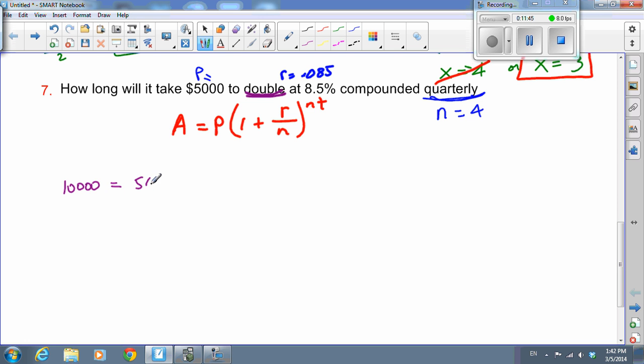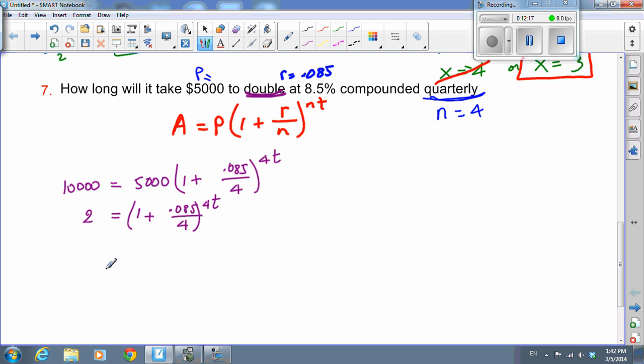which should be equal to 5,000 times (1 plus the rate, here 0.085, over n, here 4) to the power of nt, meaning 4 times the time. The first thing I will do is divide by 5,000 to get 2 is equal to (1 plus 0.085 over 4) to the power of 4t.